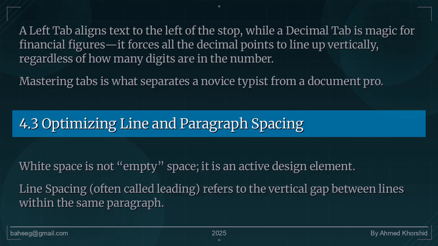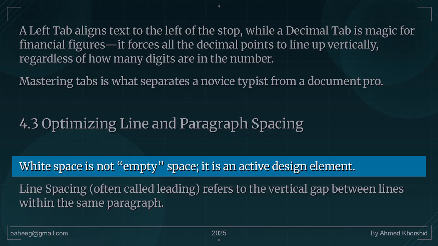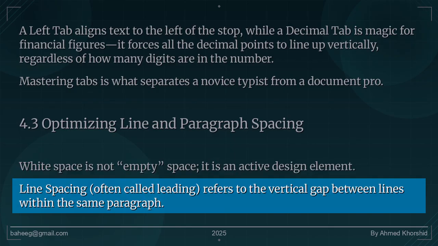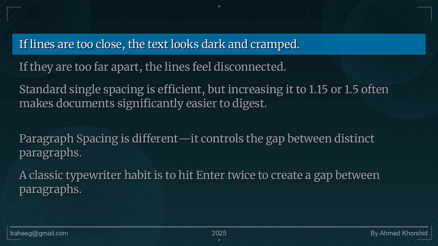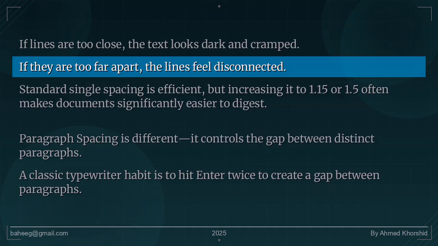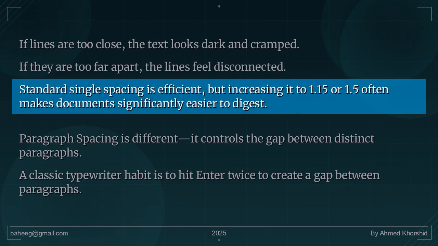For point 3, optimizing line and paragraph spacing. White space is not empty space, it is an active design element. Line spacing, often called leading, refers to the vertical gap between lines within the same paragraph. If lines are too close, the text looks dark and cramped. If they are too far apart, the lines feel disconnected. Standard single spacing is efficient, but increasing it to 1.15 or 1.5 often makes documents significantly easier to digest.